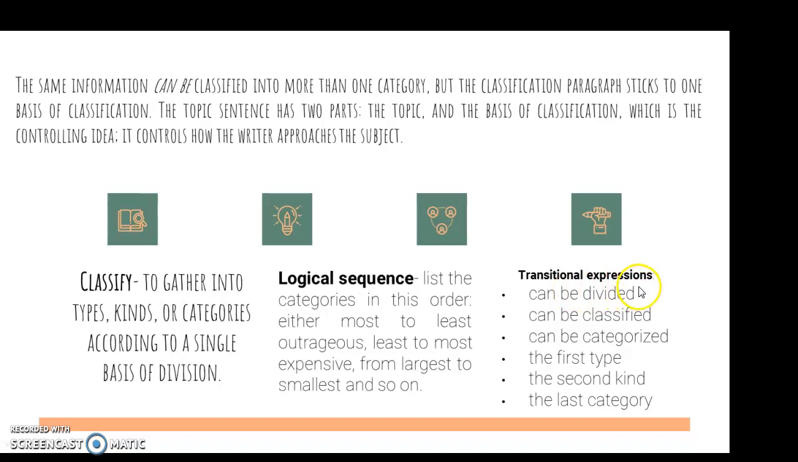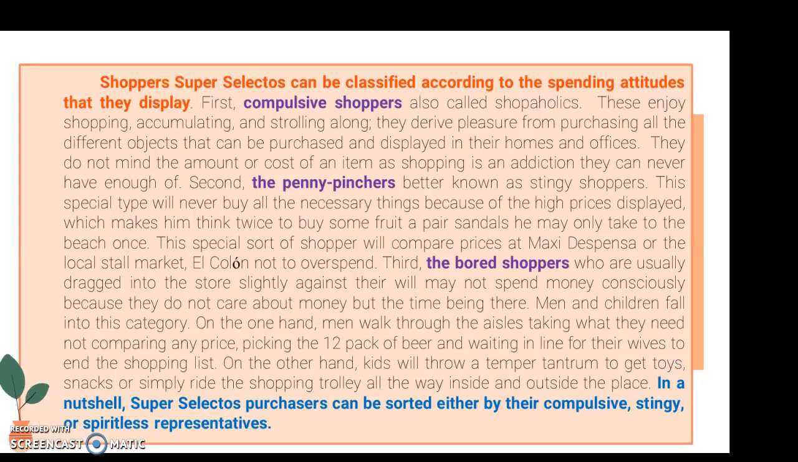Then we have transitional expressions like can be divided, can be classified, can be categorized, the first type, the second kind, the last category, or you can use sequence adverbs as in the example that I'm going to show you later on. This one is also one of the paragraphs of my very own and original creativity that I wrote for you, and I want you to read it.